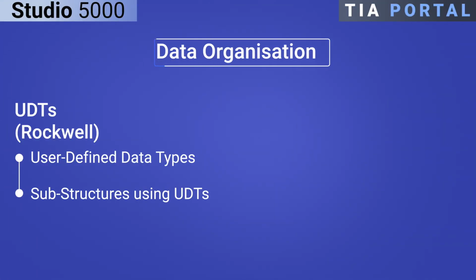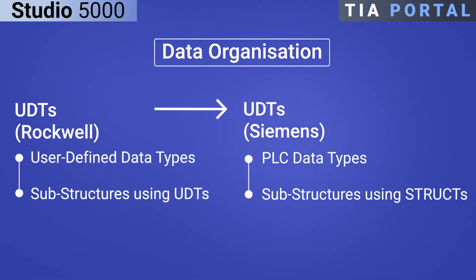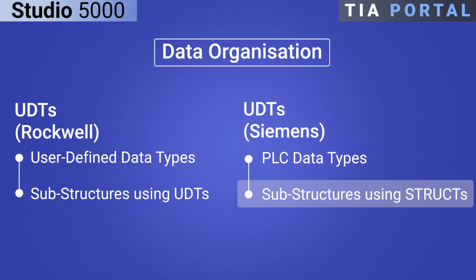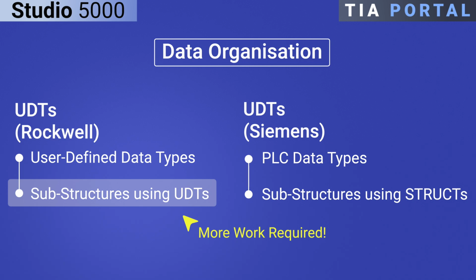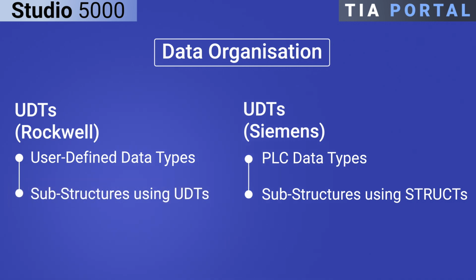In summary, both Rockwell Studio 5000 and Siemens TIA Portal use user-defined data types, or UDTs, to help organize and manage data in automation systems. UDTs make it easier to handle complex information by grouping different data types into one structure. Siemens TIA Portal offers more flexibility with struct data types, which simplifies the process by not requiring separate UDTs for each substructure. In Rockwell, you need to create individual UDTs for each part, making it a bit more involved. Understanding these differences can help you create the right data structures for your PLC application.